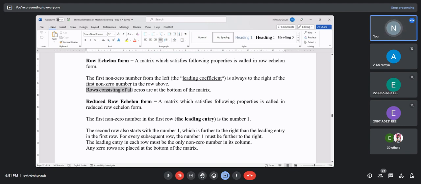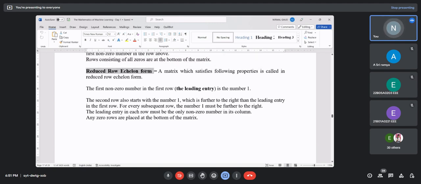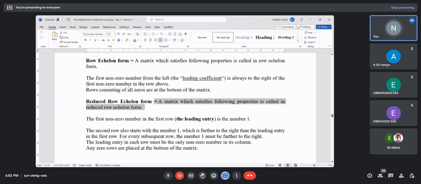And rows consisting of all zeros are at the bottom of the matrix. If you have rows which are all zeros, they will be at the bottom of the matrix. So then you are going to say it's a row Echelon form. Okay, and we have seen this example in the previous class. Now, reduced row Echelon form: a matrix which satisfies the following properties. First, these two properties we have studied, that's a row Echelon form.